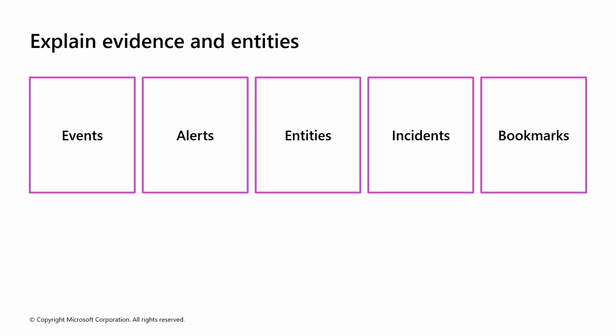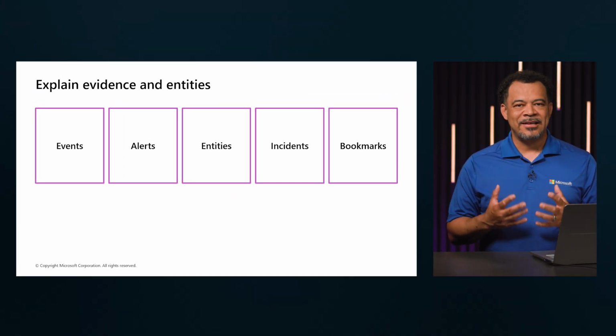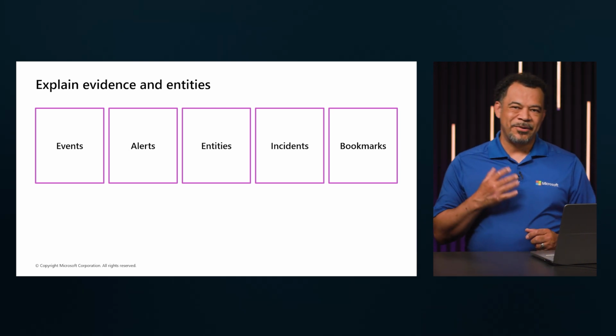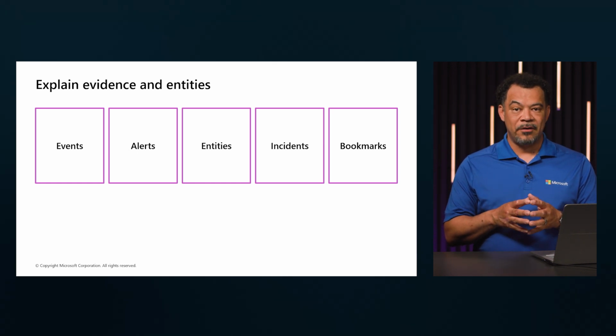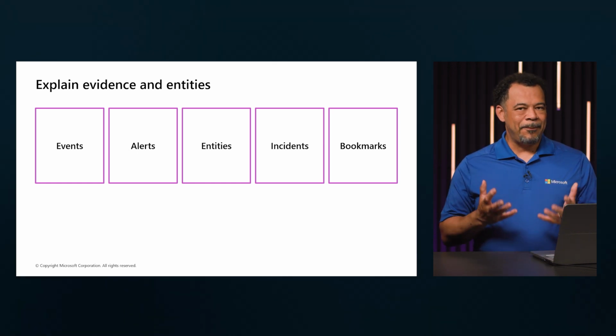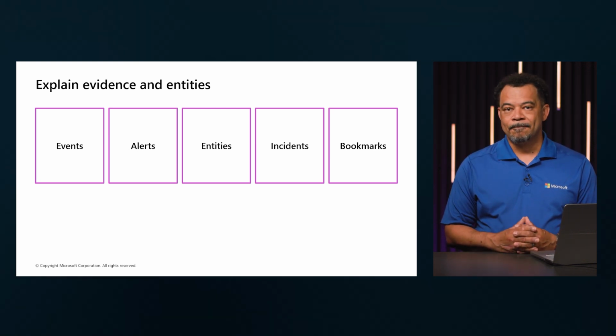Understanding evidence and entities in Microsoft Sentinel involves working with several core components that structure and contextualize security data. Events are raw data points collected from various sources, forming the foundation for analysis. Alerts are generated when specific patterns or anomalies are detected within those events, signaling potential threats. Entities represent the key objects involved, things like users, IP addresses, or devices, helping to map relationships and impact.